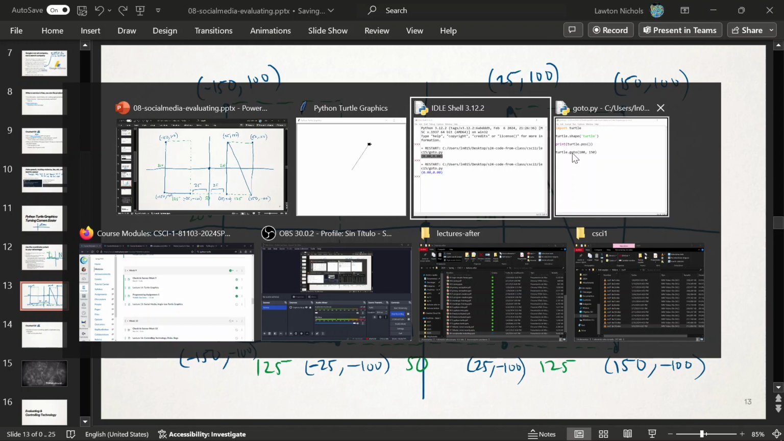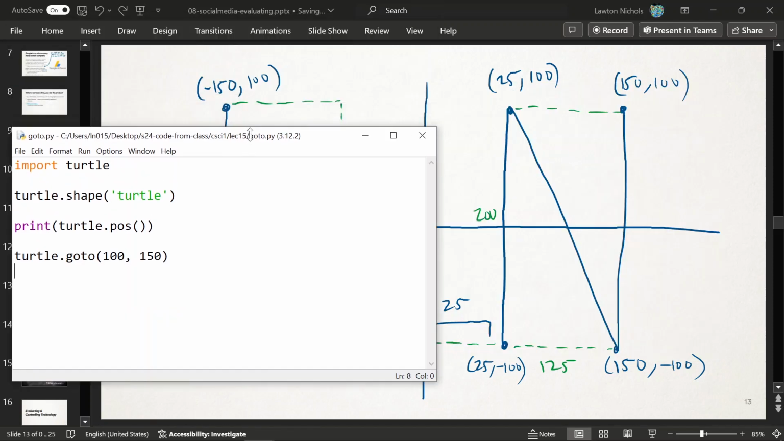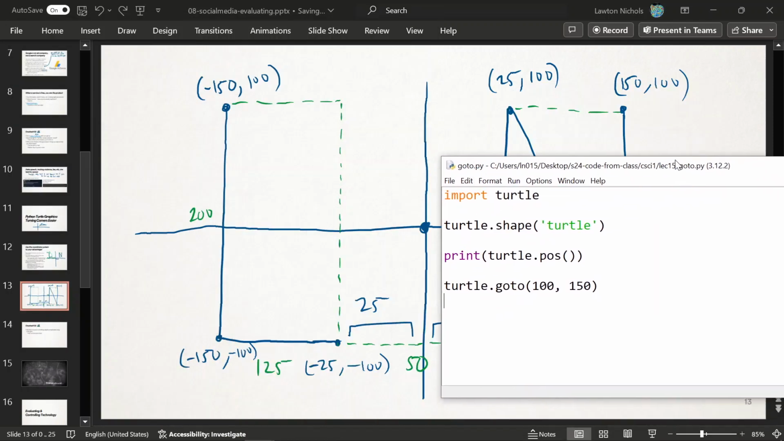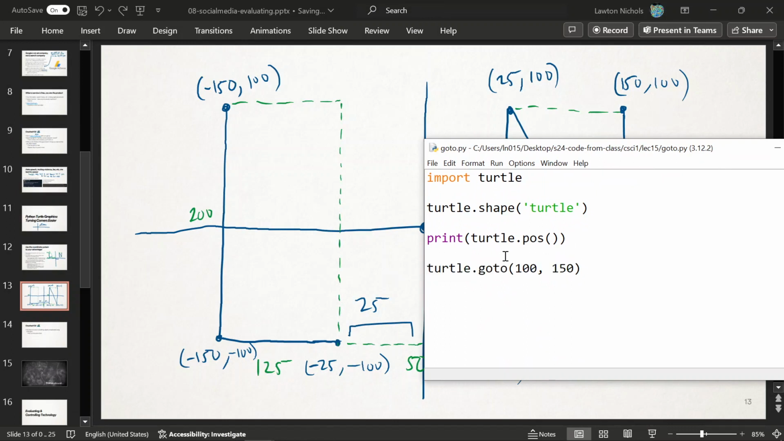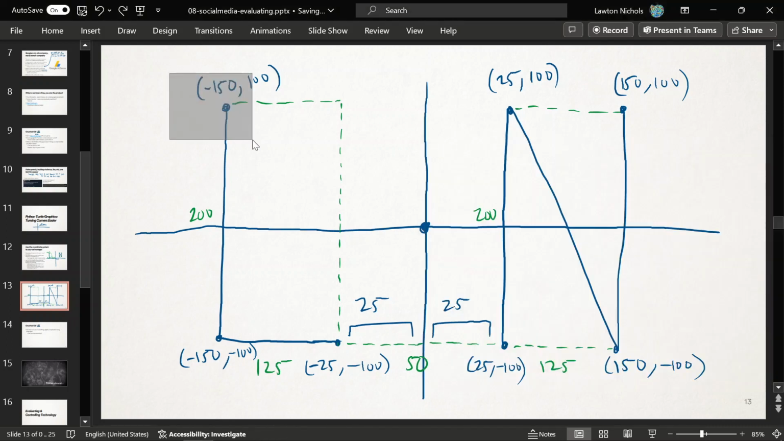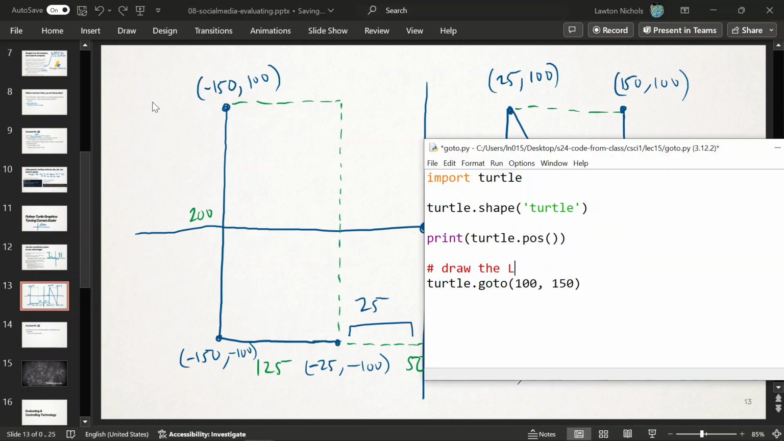So let's turn this into code now. I want to get the turtle in position to draw the L. That's where I want to go first. So I want to draw the L. So I need to get there first. The first thing I want to go to is the top part, the negative 150, 100.